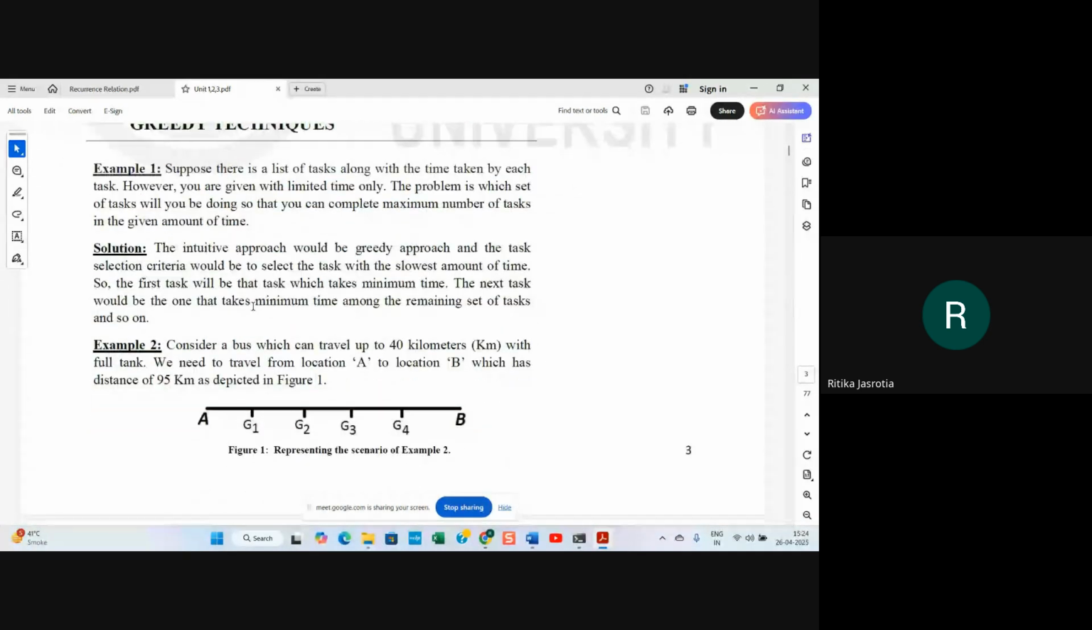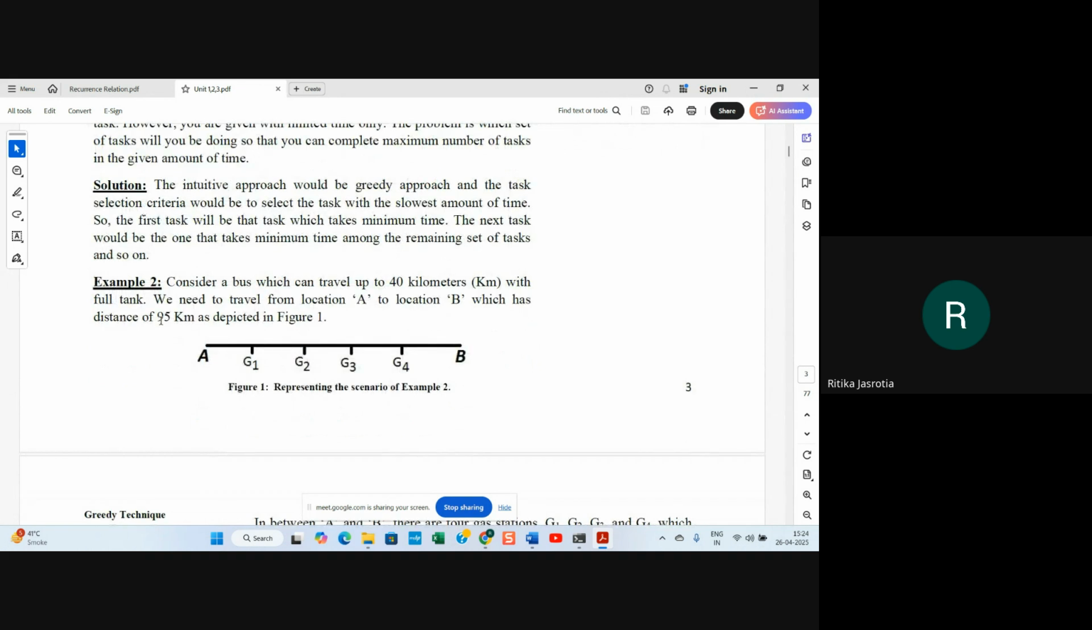That means you want to solve many problems. There are many problems and there is a limited time in which you want to solve. So you want to solve as many problems, maximum problems as you can in a given time limit, right? The intuitive approach would be greedy approach, and the task selection criteria would be to select the task with the smallest amount of time. So the first task will be that task which takes minimum time. The next task would be the one that takes minimum time among the remaining set of tasks, and so on, right? So this is a greedy technique.